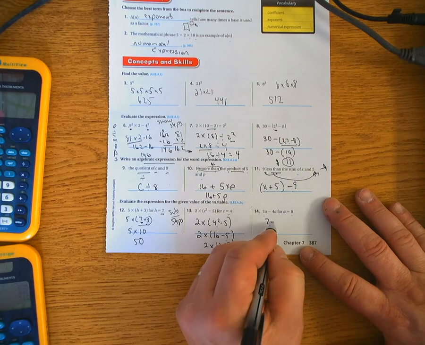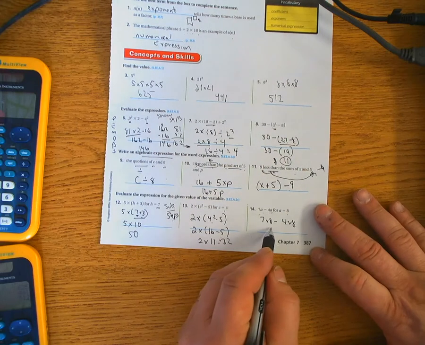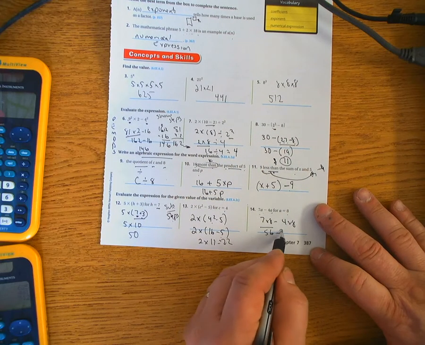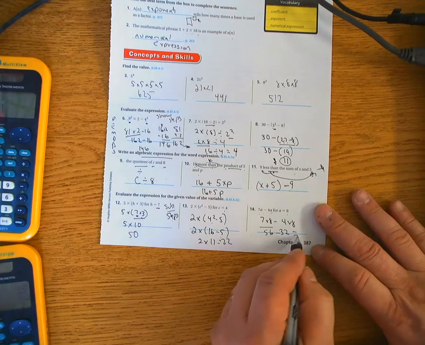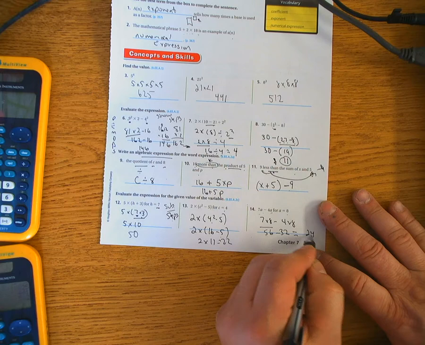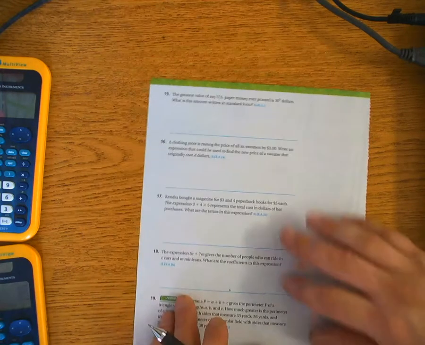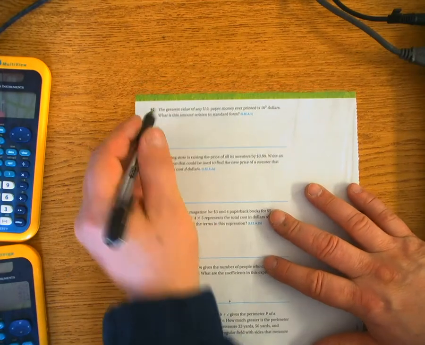7a is 8. That means 7 times 8 minus 4 times 8. They threw a double A's out there. 56 minus 32. 56 minus 32 is 24. Okay? Good so far. Other side.